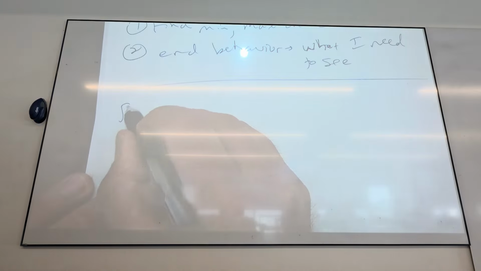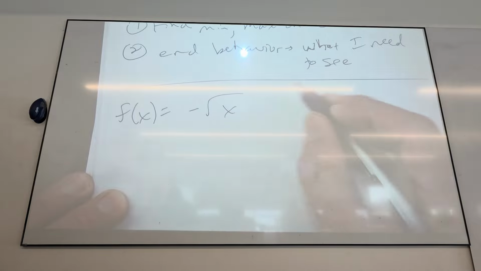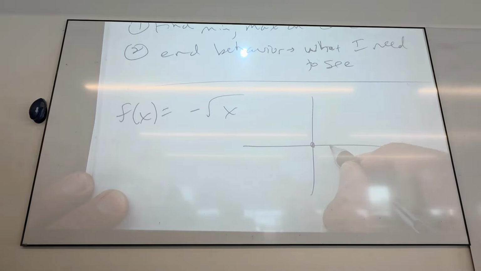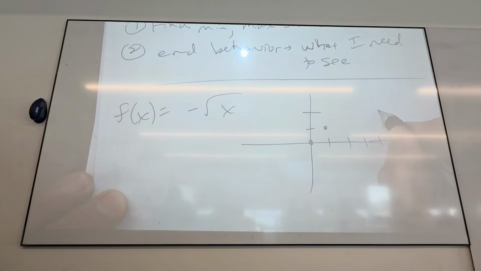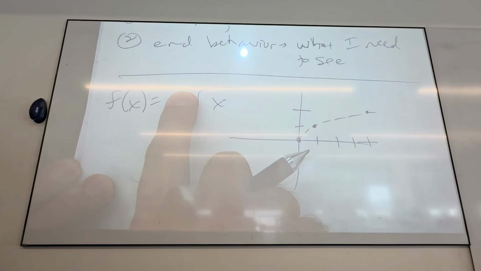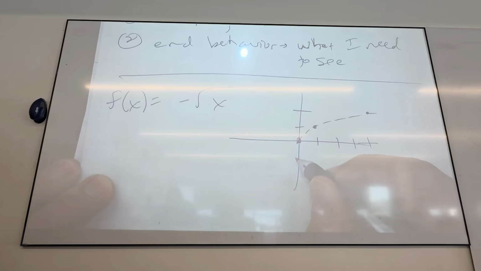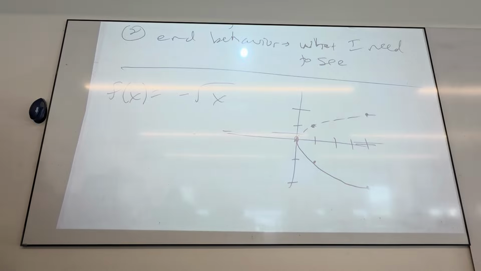So if I have negative square root of x, the base function would be this. And then I literally just take all the outputs and make the opposite sign of what they used to be. So negative 0 is still 0, negative 1 is negative 1, negative 2 is negative 2, and then it looks like that. So this is the mirror in that case, yeah.